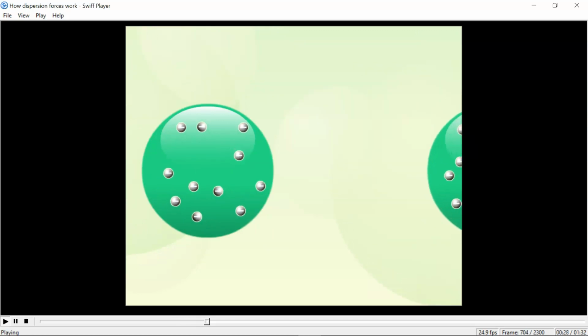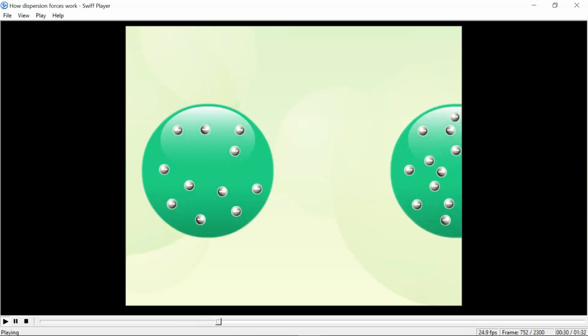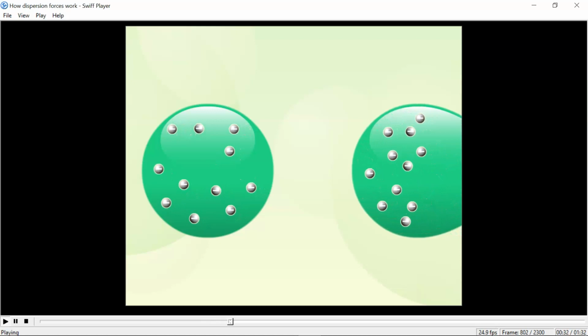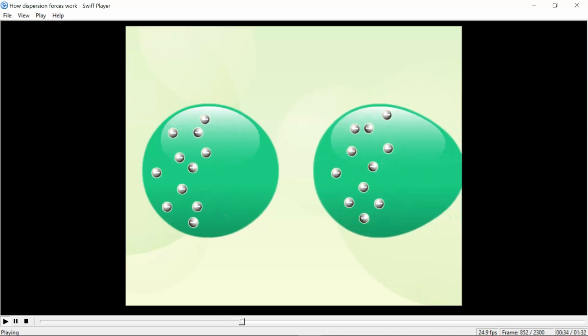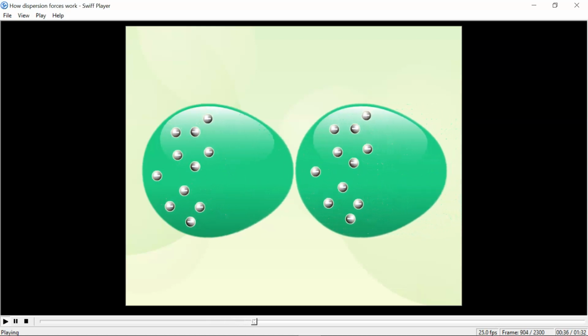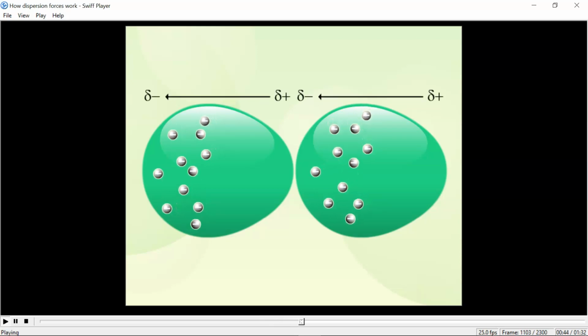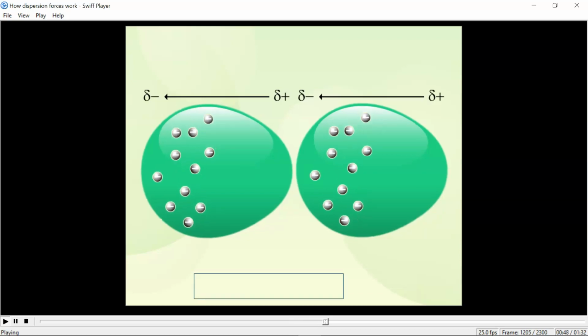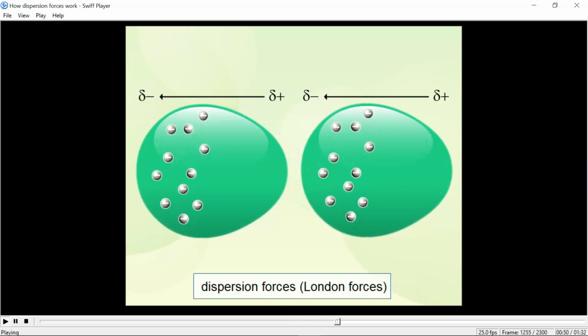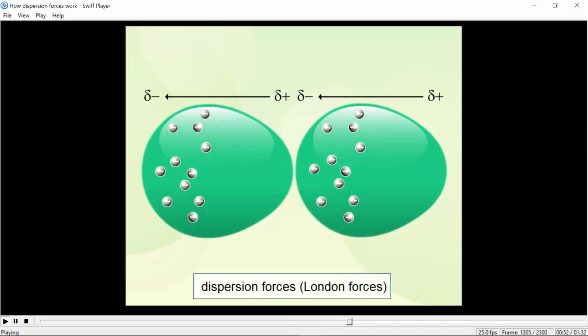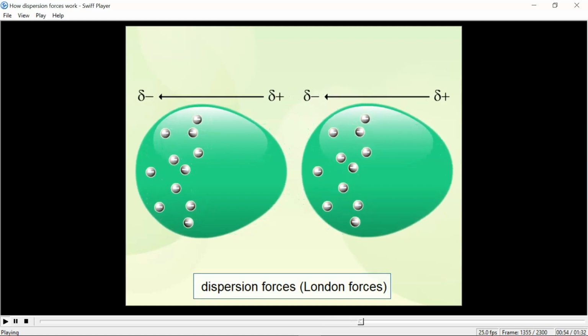In a collection of molecules, a momentary concentration of electrons at one end of a molecule repels the electrons in another, adjacent molecule. In this way, one instantaneous dipole induces another dipole in a neighboring molecule. The dipoles attract each other by electrostatic forces, termed dispersion forces or London forces.